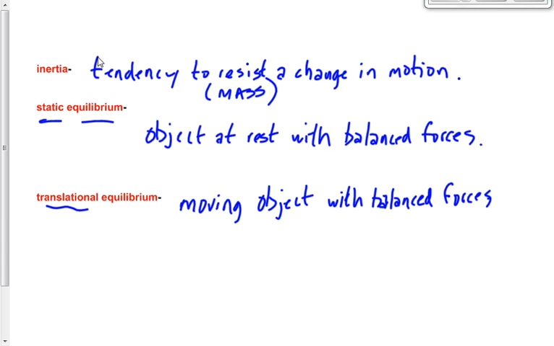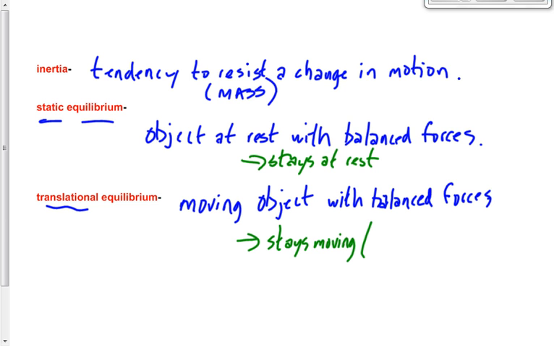So static equilibrium: object at rest with balanced forces, stays at rest. Translational equilibrium: moving object with balanced forces, stays moving, we'll say at a constant velocity in a straight line. In other words, whatever it's doing, it wants to keep doing. If it's at rest, it wants to stay there. If it's moving, it wants to stay moving.